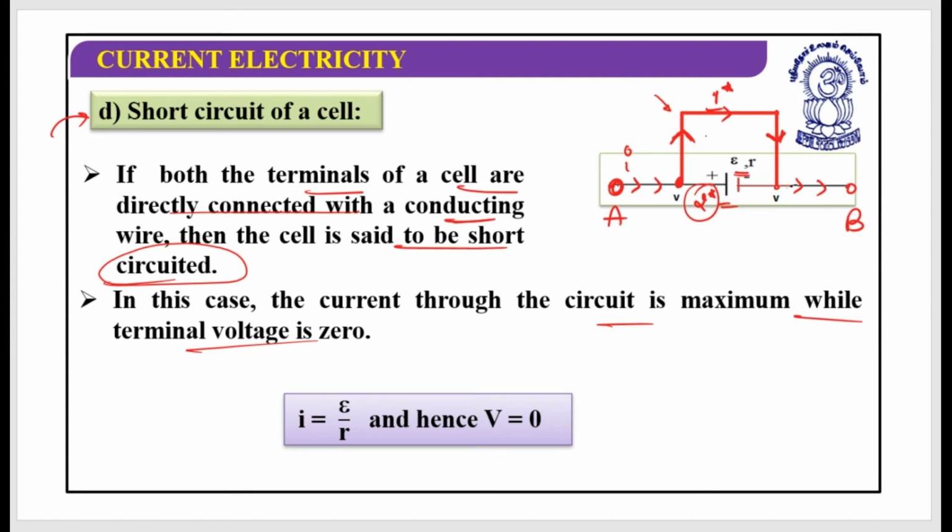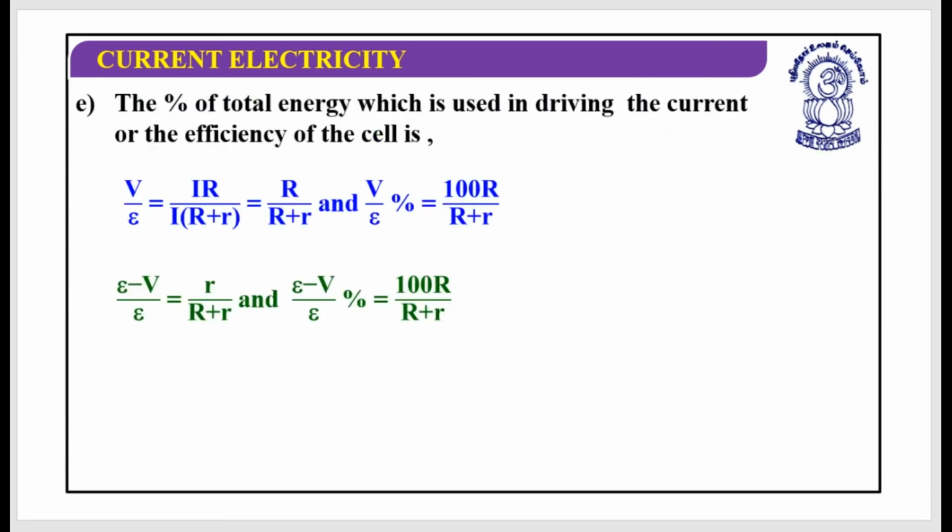In this case, voltage is 0, and current could be the maximum. It's I equals E by r. Is it clear? Are you sure what short circuit is all about? Great. Now let's look at the last concluding slide.